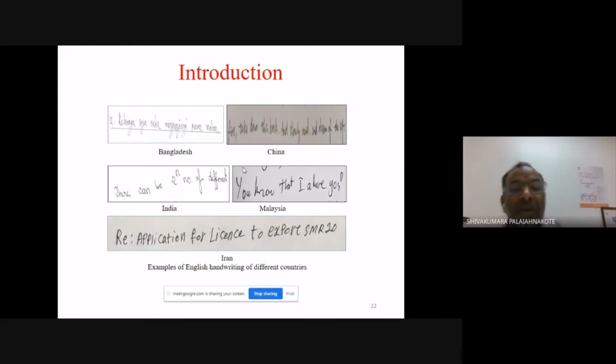Of course, here you look at these samples now. How many? 1, 2, 3, 4, 5 classes: Bangladesh, China, India, Malaysia, Iran. See here, what is the input? First, you need to understand what the input is here. It's a very interesting topic.